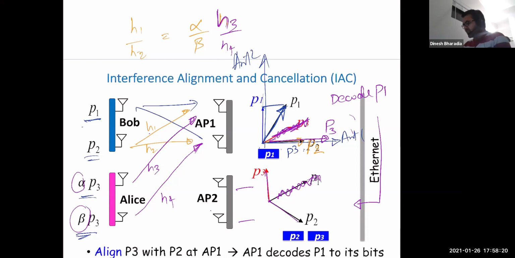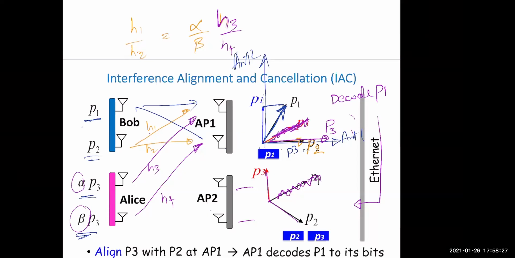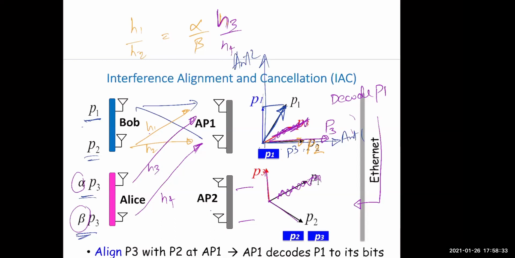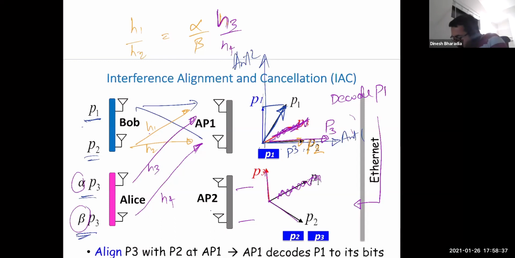So why don't someone tell me, why can't I use AP1 to decode P2 and P3? Because they are aligned actually. Yes. Andrew, does that make sense to you now? Yes. See, they are on the same axis, right? You don't know which is P2 and which is P3. Basically, P2 and P3 are degenerate.